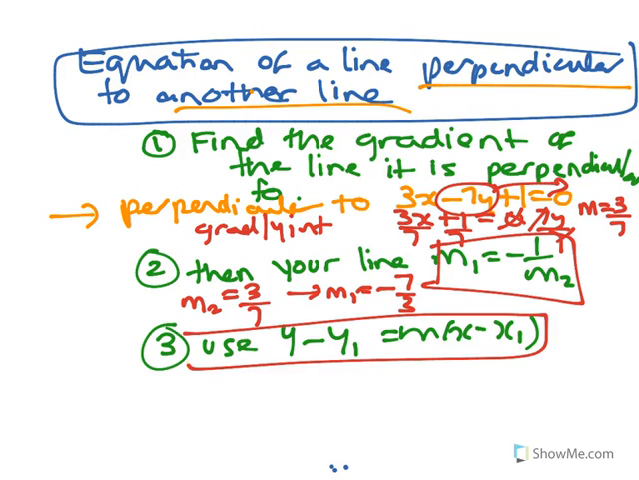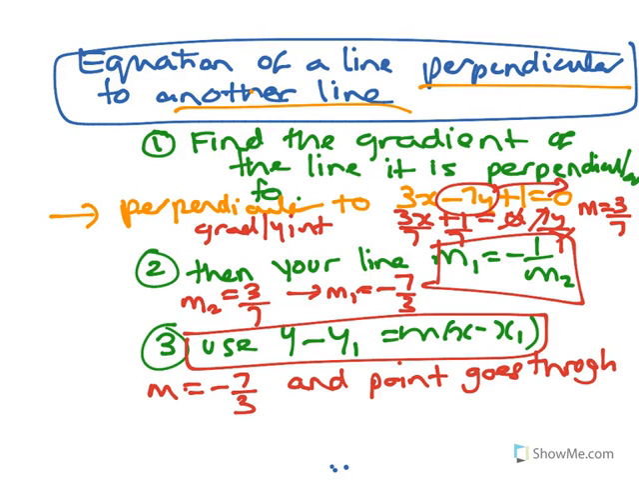And then you use the gradient point formula, because now you have the gradient, and then they'll give you a point. So let's just say the point that it goes through. It's going to be perpendicular to that line, and the point that it goes through is 2, 4. Then all that you need to do now is just go y minus 4 equals minus 7 on 3 x minus 2. Once again, here's this fraction thing.